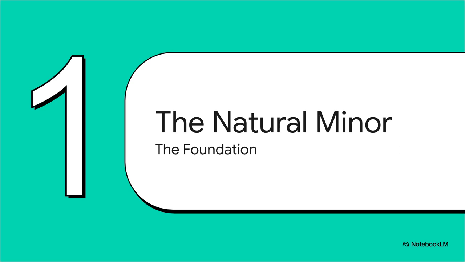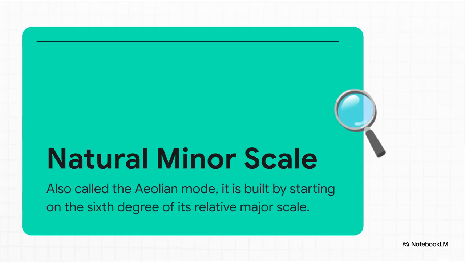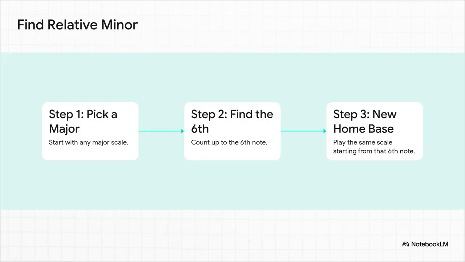You can think of this as our home base. It's ground zero, the default setting for that minor sound. Now, the key thing to get about the natural minor is that it's not some brand new invention. It's actually directly related to the major scale. It even has another name, the Aeolian mode, and it's basically just a major scale with a different perspective. And check this out. Here's the ultimate shortcut for finding any natural minor scale. Just pick any major scale you want, count up to the sixth note, and start playing the exact same notes from that new starting point, and bam, you've got its relative minor.